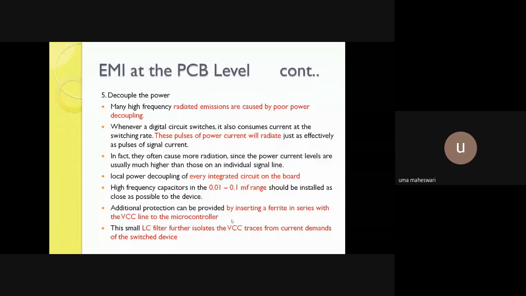we can insert a simple ferrite in series with the VCC line, which is enough. This improves the signal integrity as well. A small LC filter can further isolate the VCC traces from the current demands of the switching device. Every integrated circuit has to be decoupled. That is the main point which I am going to stress here.